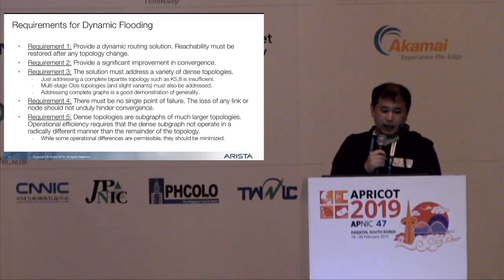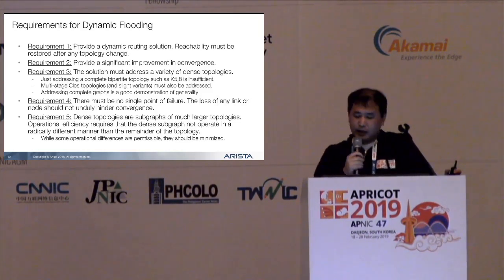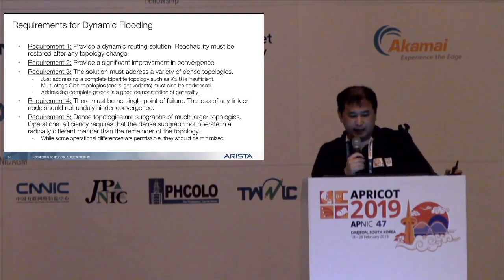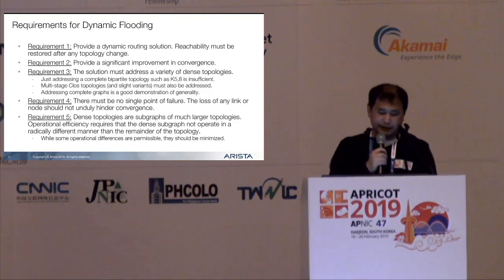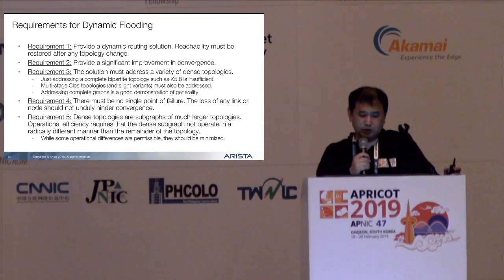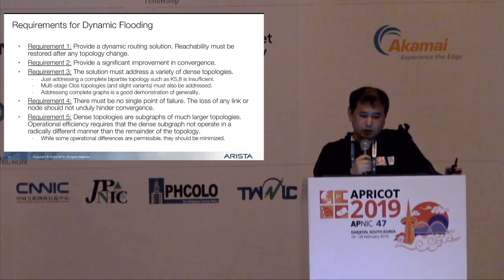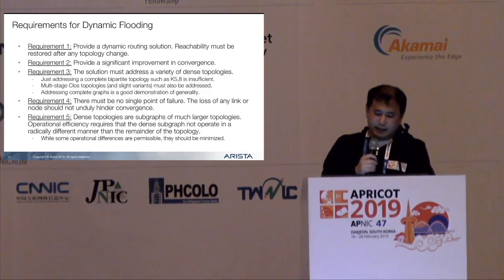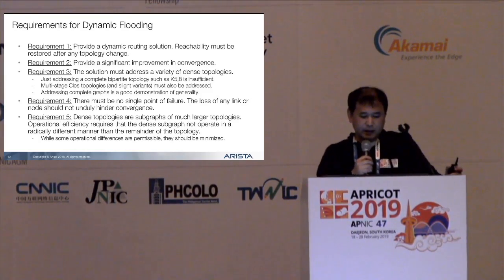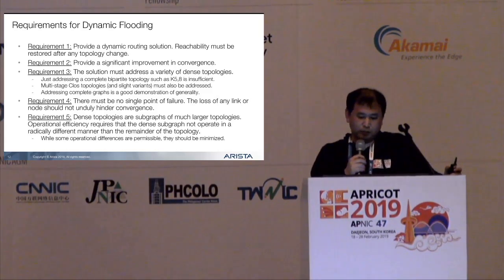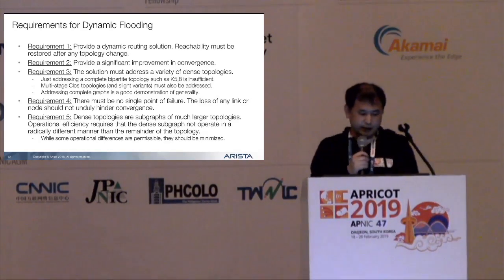So, the requirements for dynamic flooding. Requirement one, provide a dynamic routing solution. Reachability must be restored after any topology change. Requirement two, provide significant improvement in convergence. Requirement three, the solution must address a variety of dense topologies. Just addressing complete bipartite topology such as K5,8 is insufficient. Multi-stage Clos topology and single-stage variants must also be addressed. Addressing complete graphs is a good demonstration of generality.